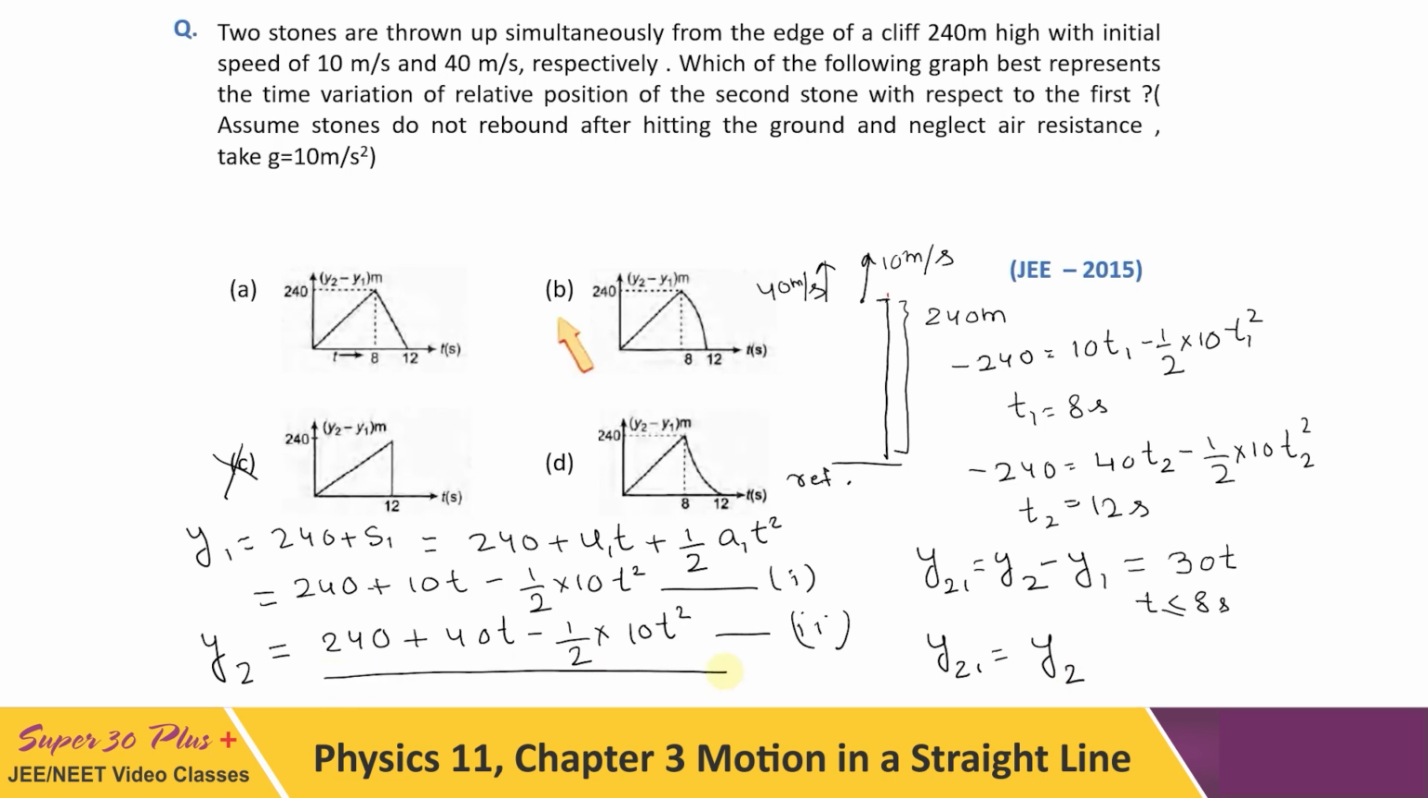Which option is correct then? Option number B, which shows after t is equal to 8 seconds till t is equal to 12 seconds the graph is parabolic and it is opening up towards the negative y direction, which is the direction of g. So the second option is correct.